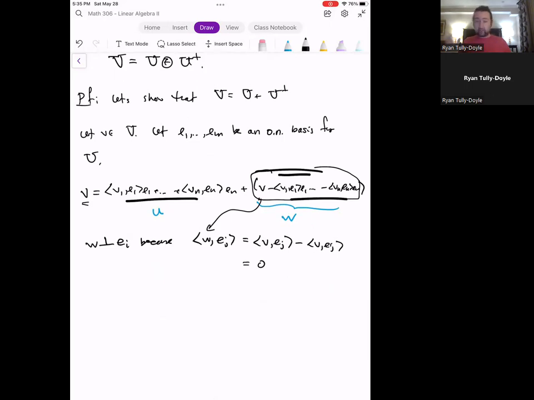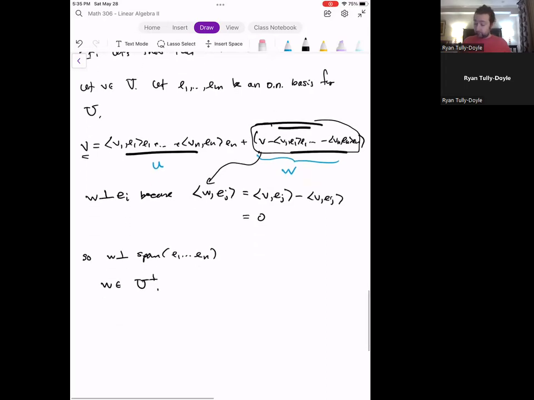Since W is perpendicular to every e_i, that means W is perpendicular to everything in the span of the e_i. So W is orthogonal to the span of e_1 to e_n, and that means W is an element of the orthogonal complement of U. What that means is this expansion right here actually wrote V as something in U, because it was expanded in terms of a basis for U, and something in the orthogonal complement, because the W vector that was left over was perpendicular to U.